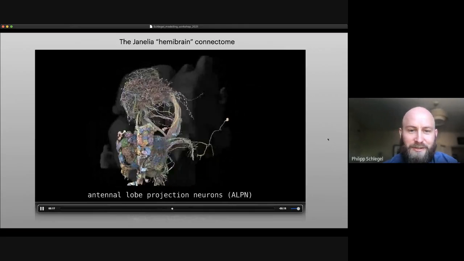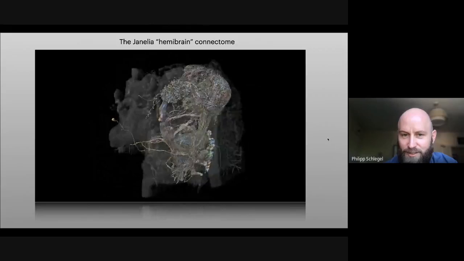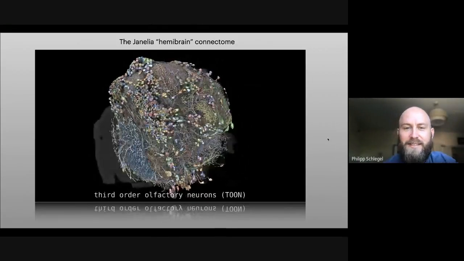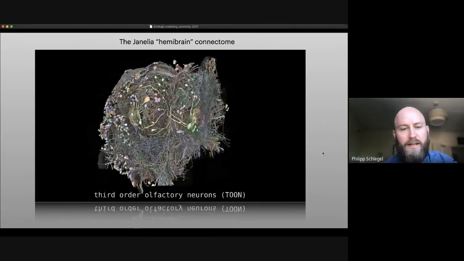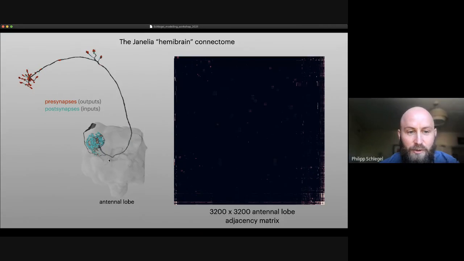Okay, and then just to show it, once you go to the third order neurons, which show up in just a second, you see this explosion of cell types that are downstream. Okay, so what do we get from this connectome? We get a full morphology of neurons. This is just one example of one of those projection neurons. We get all its inputs and outputs, i.e. pre and post synapses. So this is what you see in red and in teal.